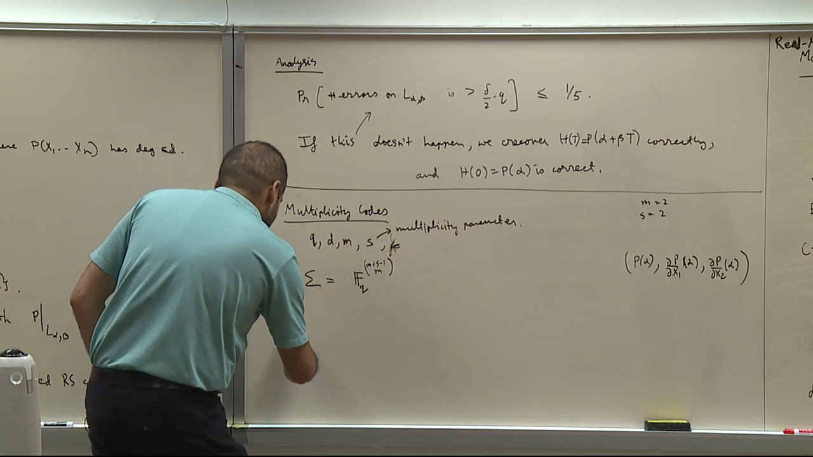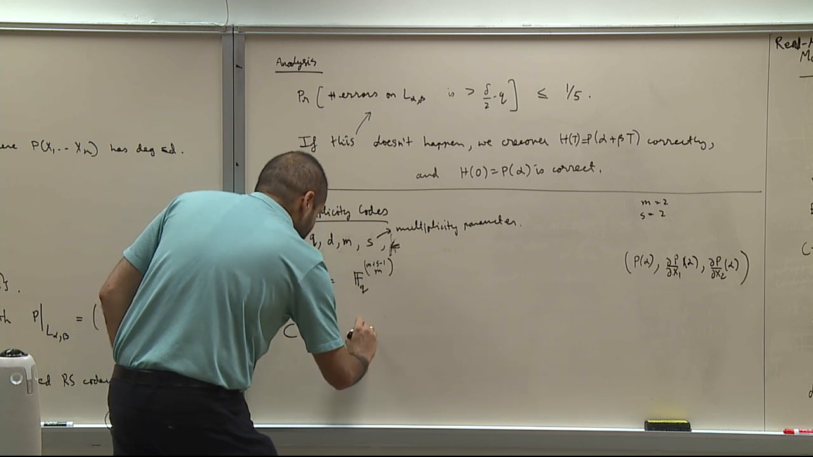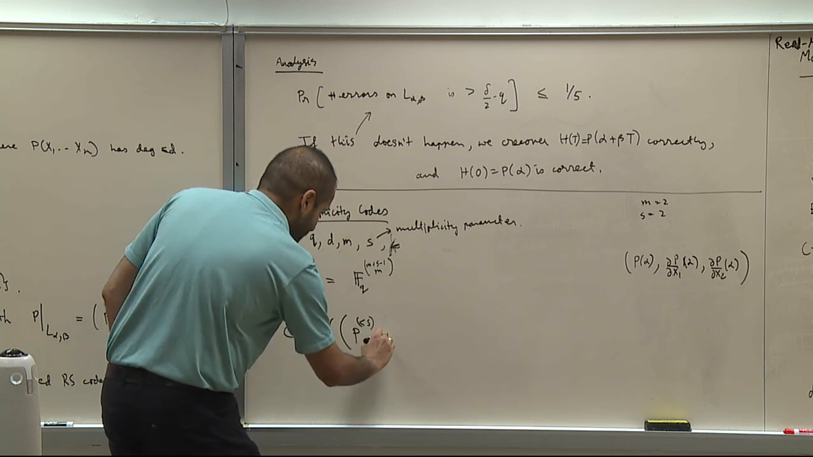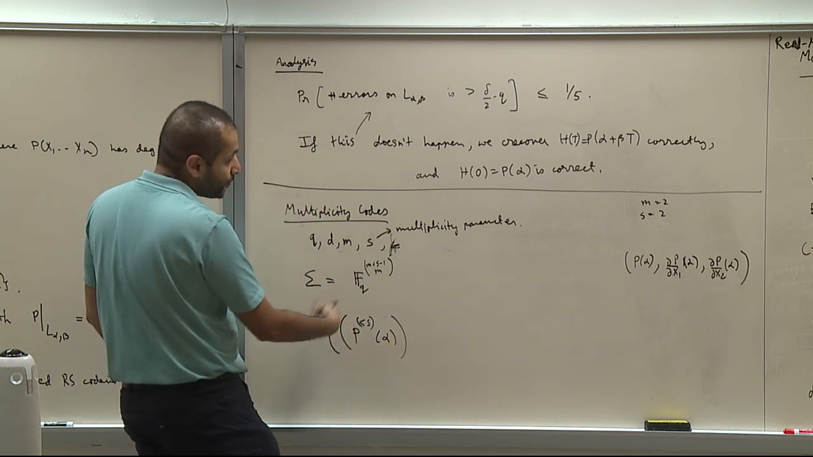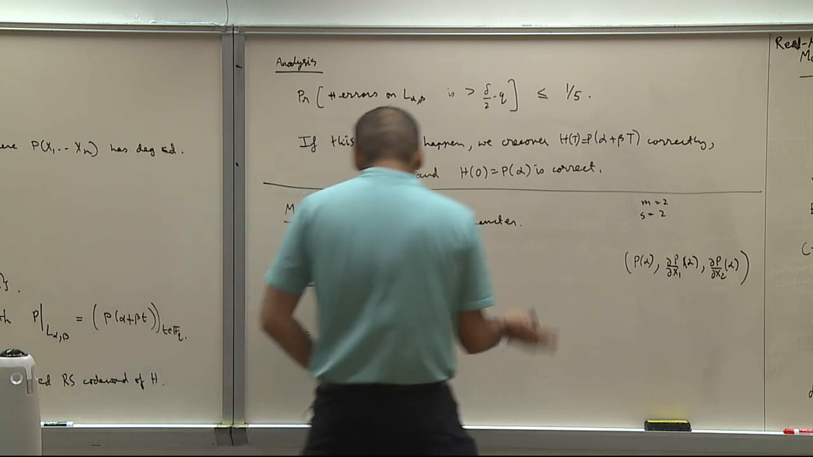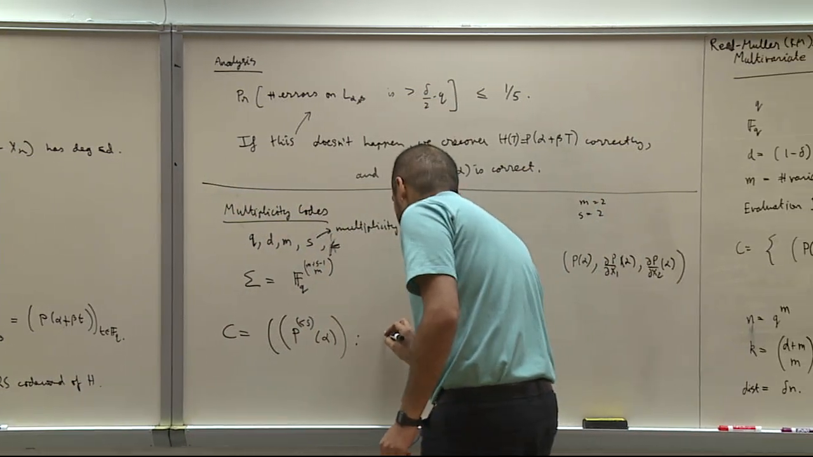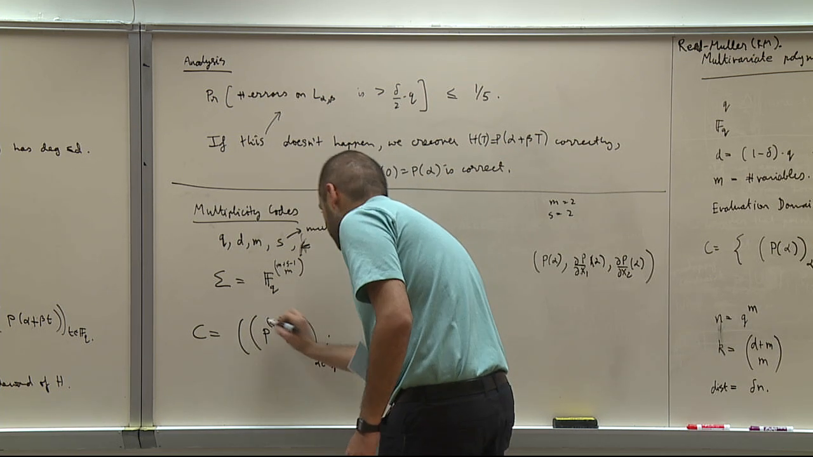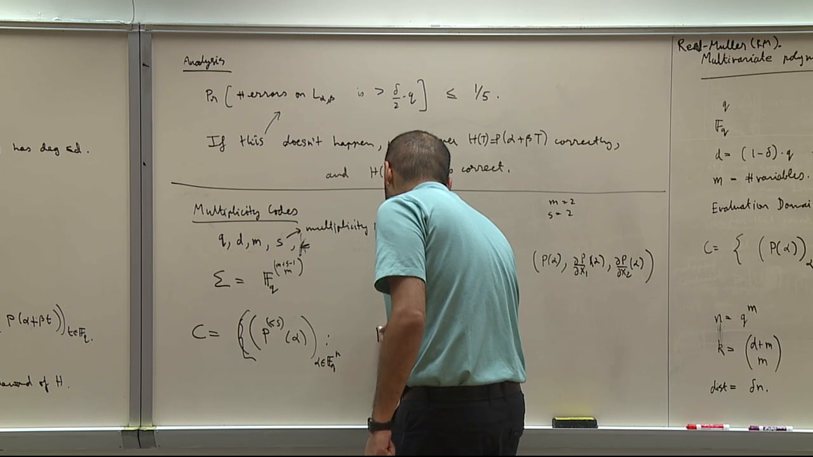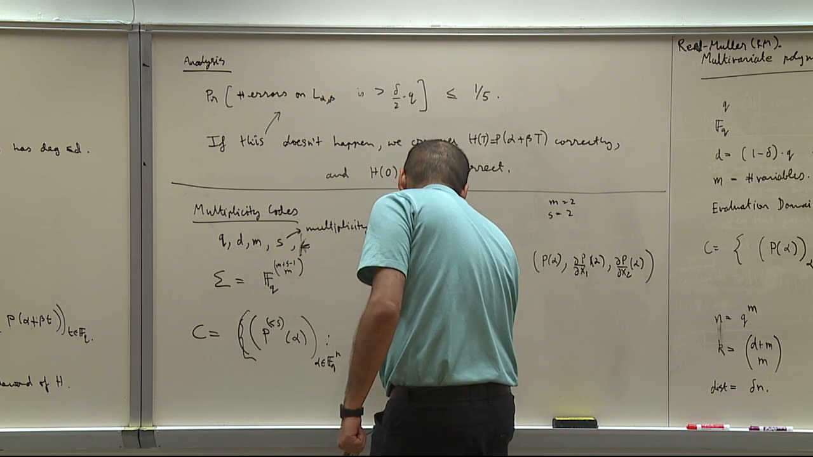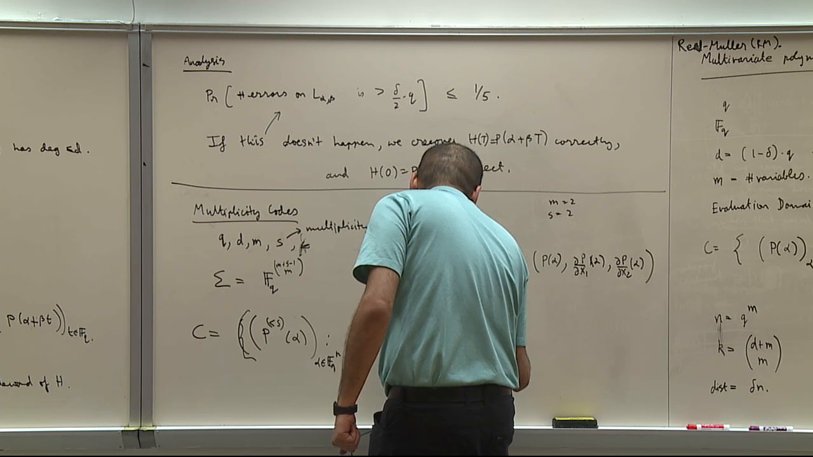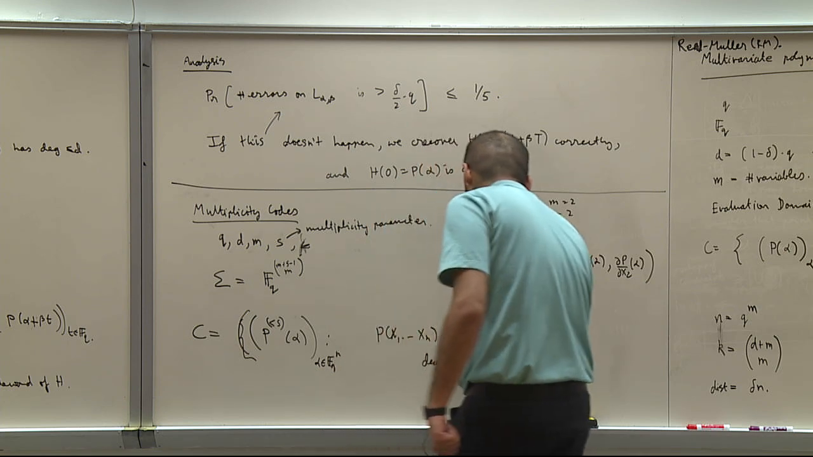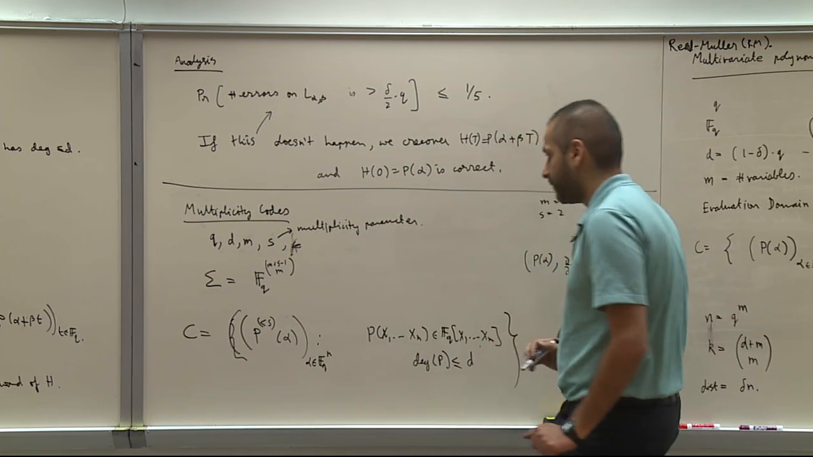I basically told you already, right? So C is the set of all P_{<s}(alpha). This is all derivatives of P up to order strictly less than s in all possible combinations of variables, over all alpha in F_q^m, where P(x_1, ..., x_m) is in F_q[x_1, ..., x_m] and the degree of P is less than or equal to d. This is the definition.